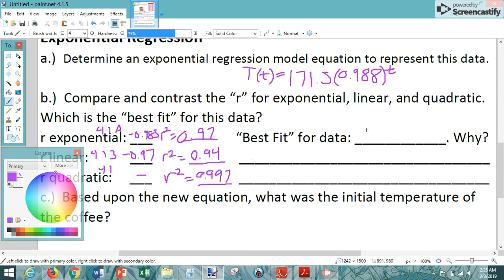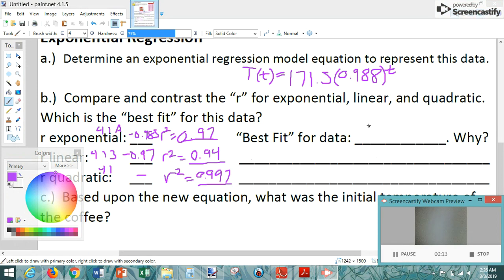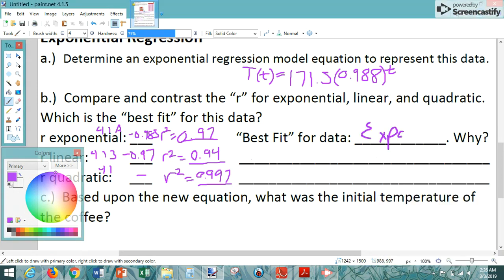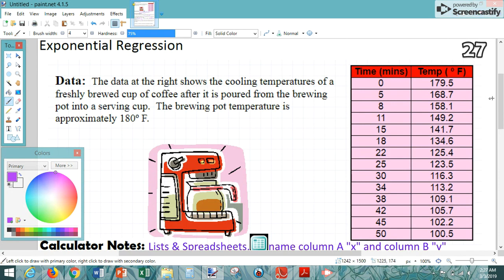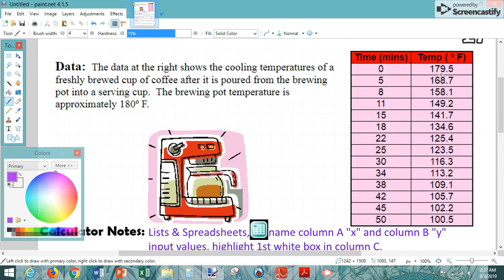So the best fit for the data in this case would be exponential. Now what would that be? Well, although the coefficient is closest to 1 for quadratic, we know that quadratic will eventually go back up. And from experience, when temperatures are cooling, as time goes on, the temperature is not going to go back up.